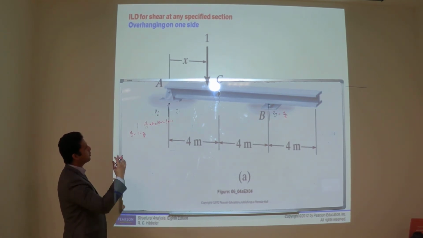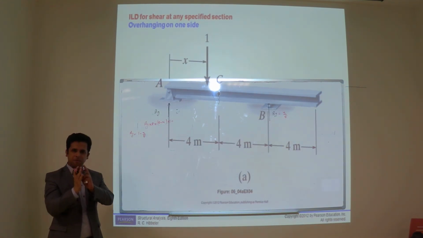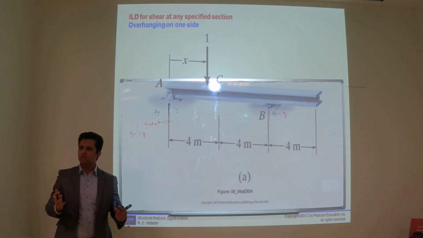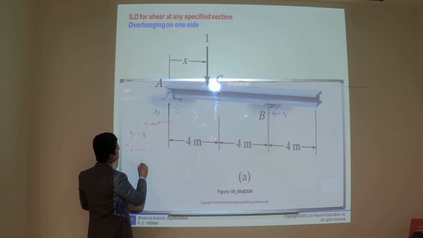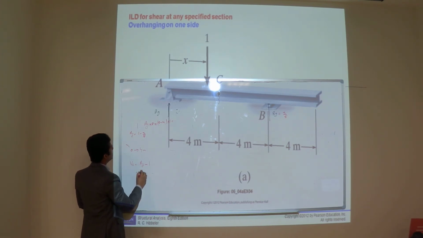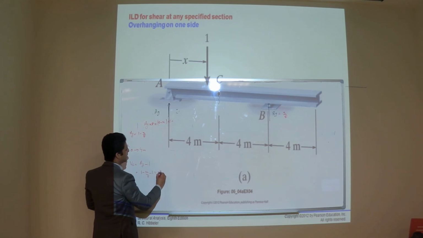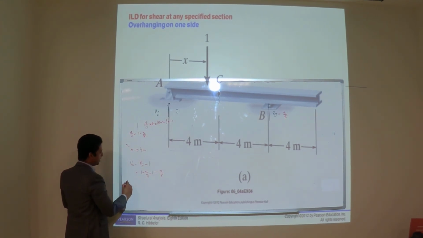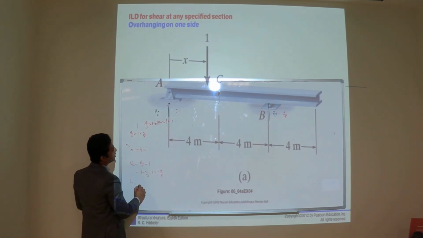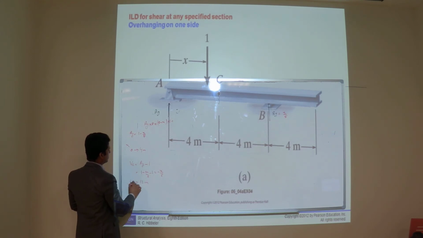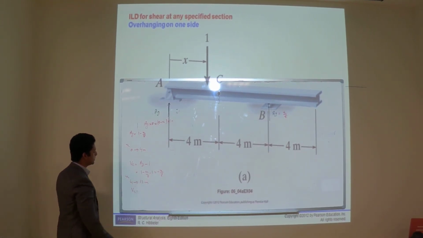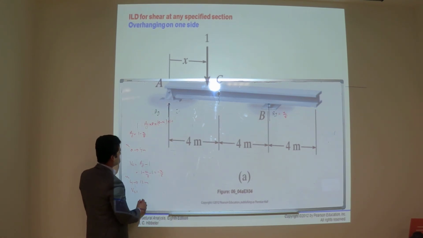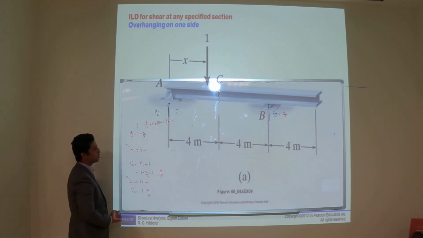Okay, now let's calculate the shear force at point C, VC. Again, when the load is before C, the value will be different, and when the load is after C, the value will be different. When the load is before point C, it means x is 0 to 4 meter. So the shear at C will be reaction AY minus 1, so 1 minus x over 8 minus 1, which is minus x over 8. And when x is 4 to 12 meter, then VC, the shear at point C, will be 1 minus x over 8.